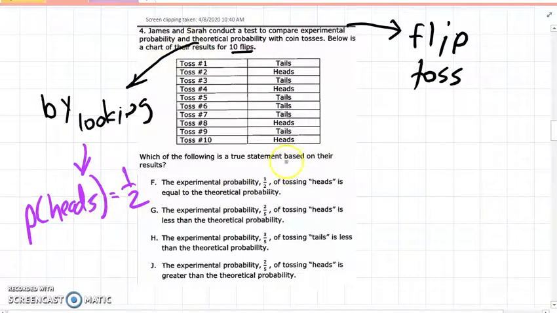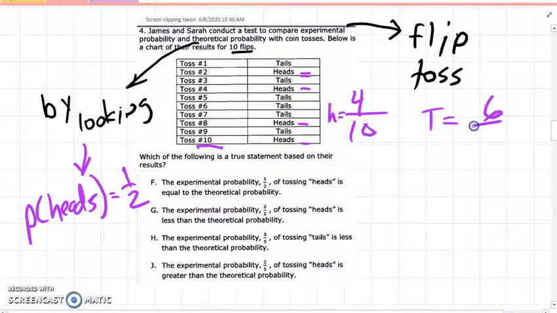Now you think, okay, the experimental is how many times did they toss it? They tossed it 10 times. So out of 10 times, how many times did they land on heads? Look, I count them: 1, 2, 3, 4. 4 times on heads. How many times did they land on tails? Well, they did 10 tosses and 4 landed on heads. That means 6 landed on tails. 6 out of 10.